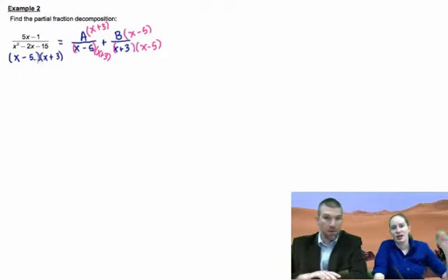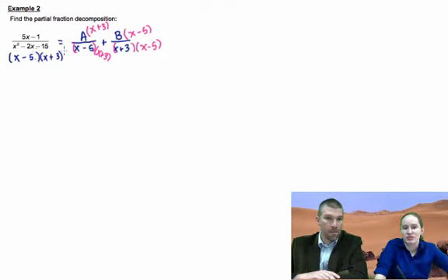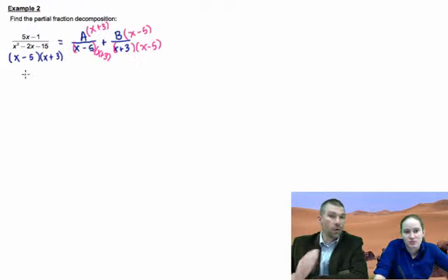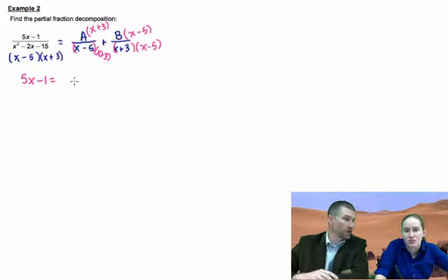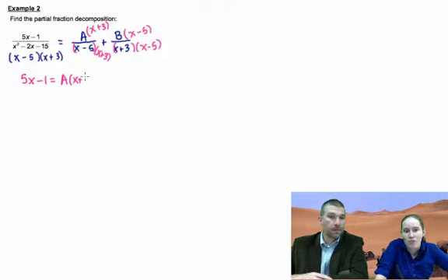Now that we have all the same denominators on both sides of the equal sign, we're going to drop out the denominators. Because when you add fractions together, you don't mess with the denominators. You just add the numerators. So we need to make sure that the numerators are equal. So here we go, 5x minus 1. And I just rewrote our numerators. That's all the numerators are.